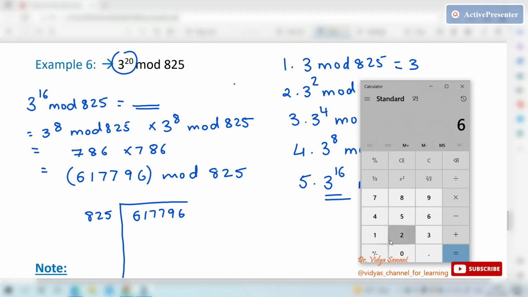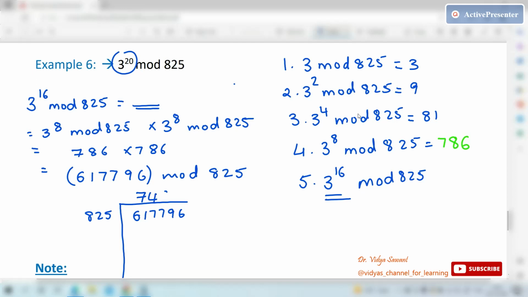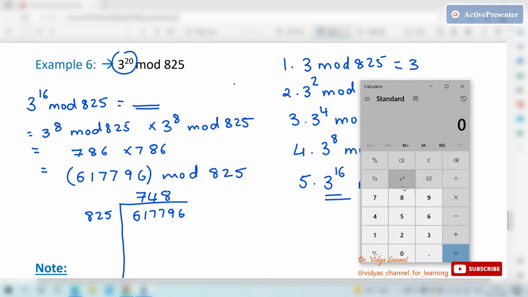So what we do is we take the calculator and I put this 617796. I divide this number by 825, and the answer that I get is 748.843. As I mentioned in the previous video, you have to take the number which is before the decimal point. What is the number before the decimal point? It is 748. So I'll write here 748. Again, check on the calculator. What do you get if you do 825 into 748?